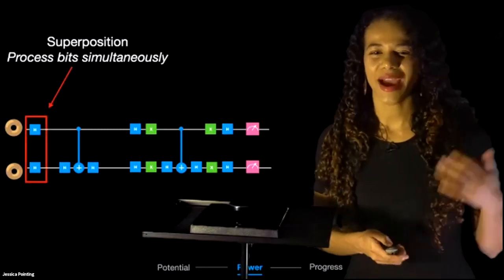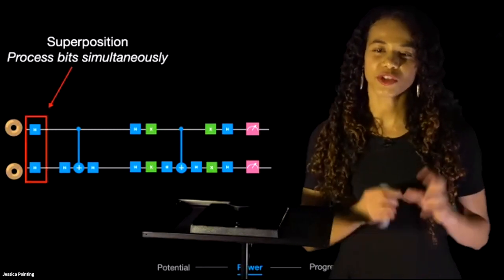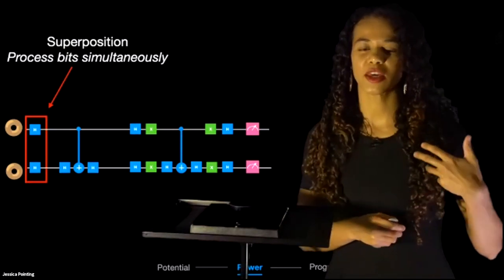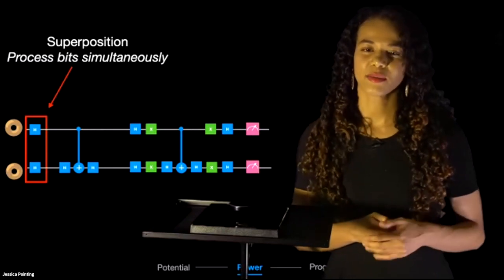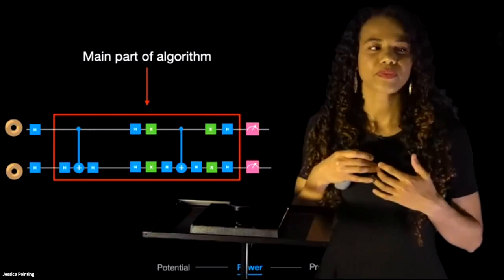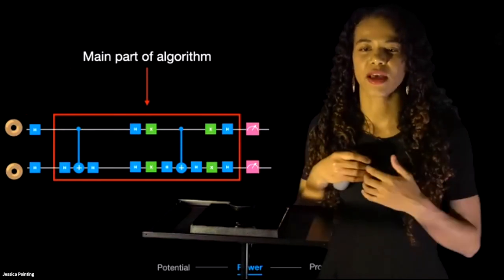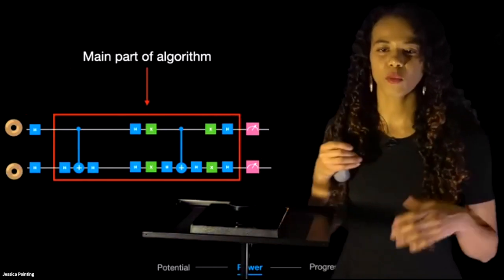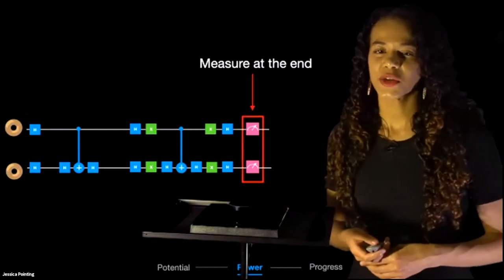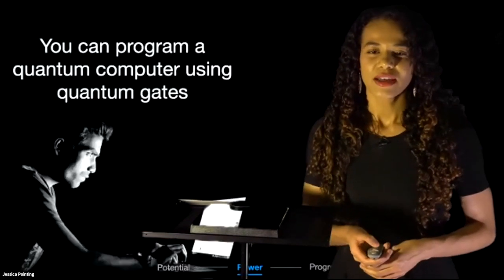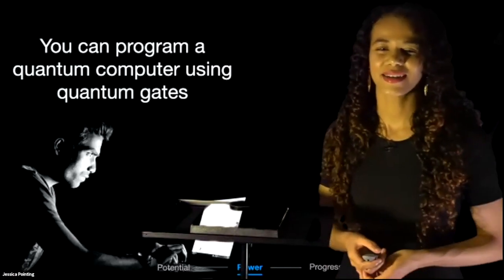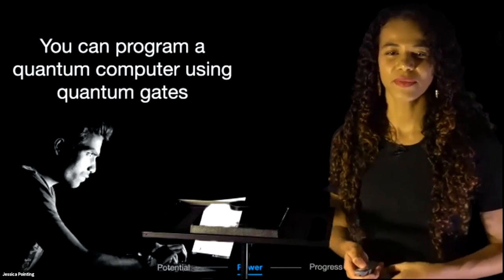So as you can see here, usually in a quantum algorithm you start in superposition, not always the case, but in this case we're starting in superposition. That means we can process multiple of the bits simultaneously, so we're basically processing all those 4 combinations. And then this is the main part of the algorithm, which has been designed by Professor Grover. And at the end, you have the measurement. So you can actually run that on a real quantum computer and get the results of the algorithm.